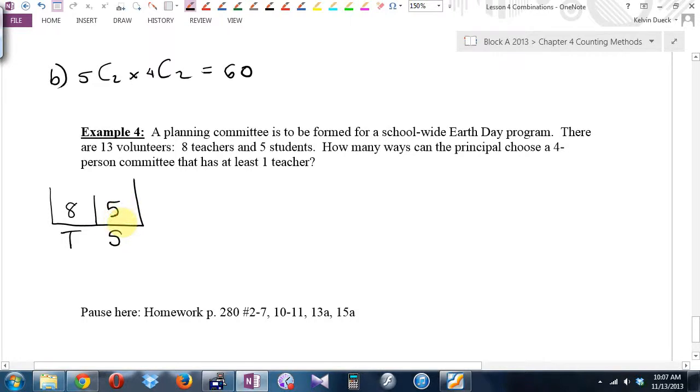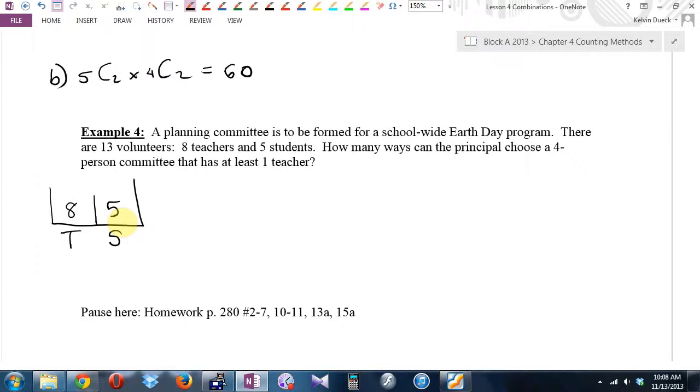I'm going to keep reading. How many ways can the principal choose a 4-person committee that has at least 1 teacher? How many people on the committee grand total? No, that's how many people in the group. How many people on the committee grand total? Read carefully. 4. And what's the condition? No, it's not one. Read carefully. There's a key word. At least 1. What does at least 1 teacher mean? It means 1 teacher or more specific, 1 teacher or 2, or 3, or 4. Can I go 5? No. Why? Because how big is the committee? 4.